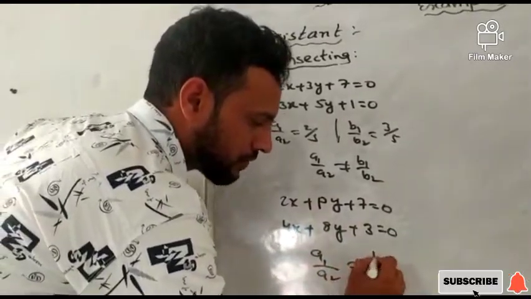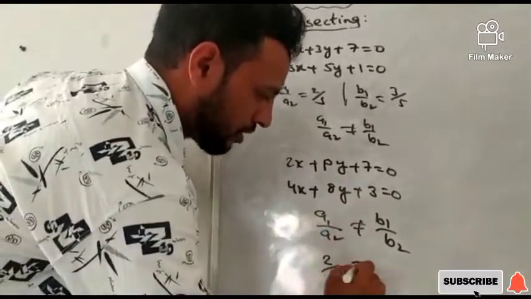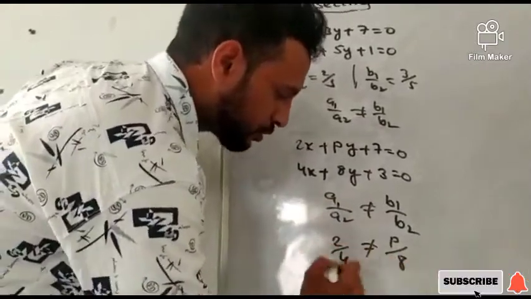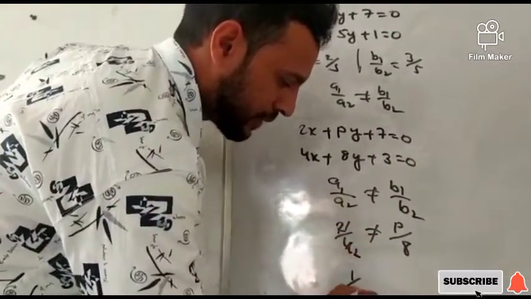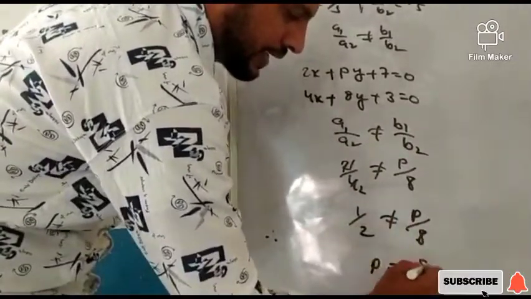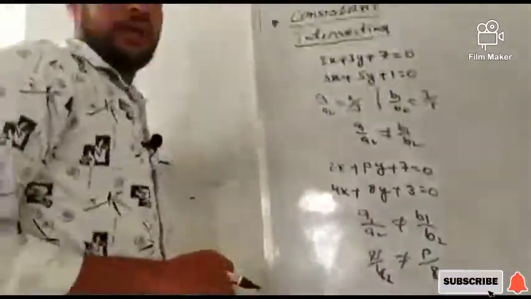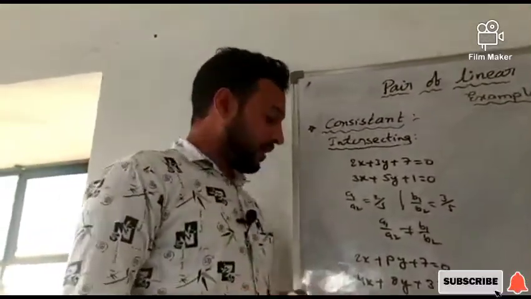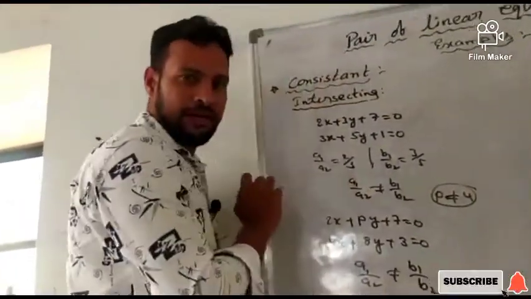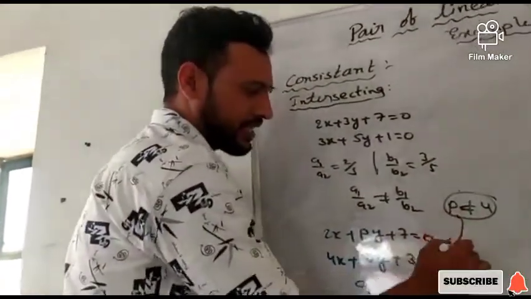a1 by a2 not equal to b1 by b2. So 2 by 4 not equal to p by 8. Okay, so 2 by 4 is nothing but 1 by 2, not equal to p by 8. So p not equal to 8 ones are 8 by 2. So p not equal to 4. So if p is not equal to 4, these equations are consistent.